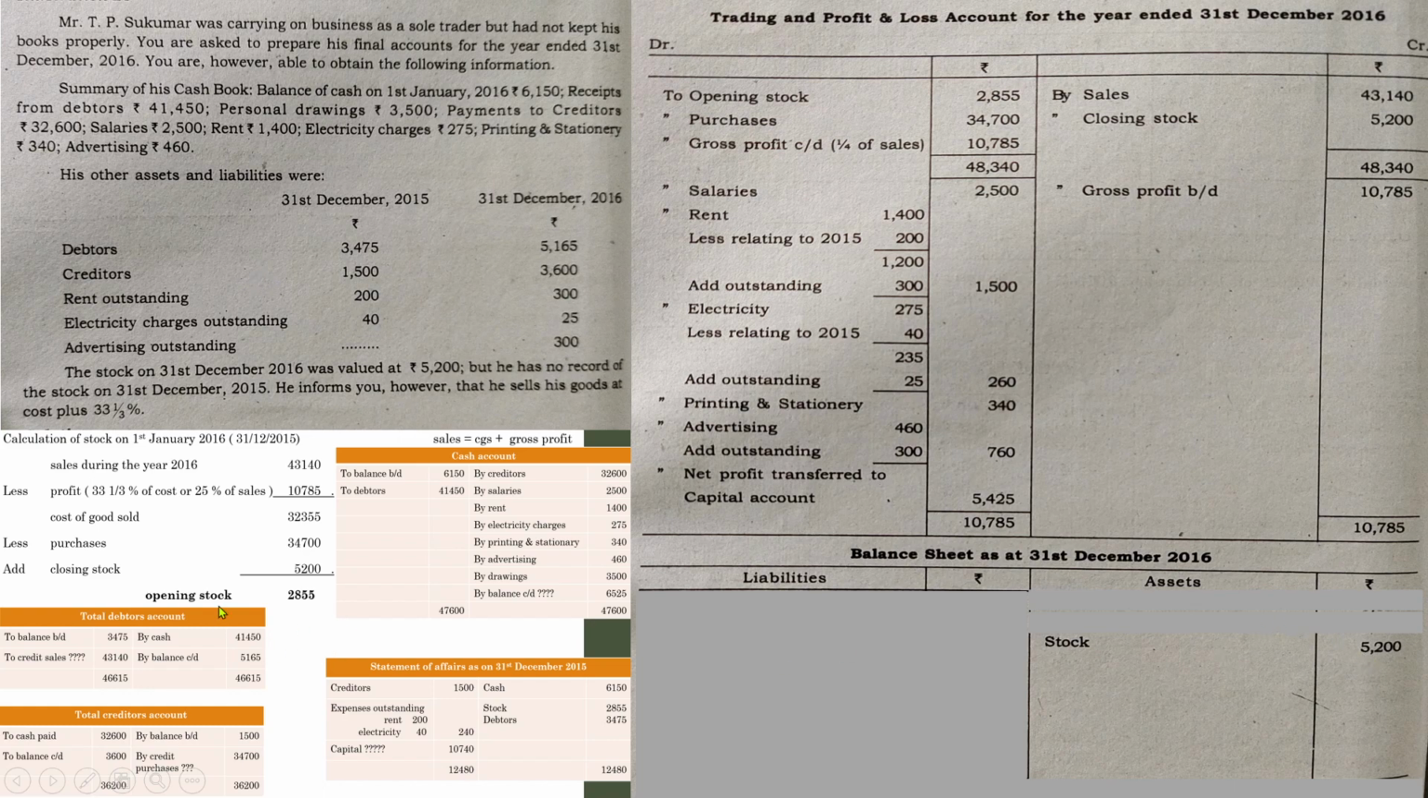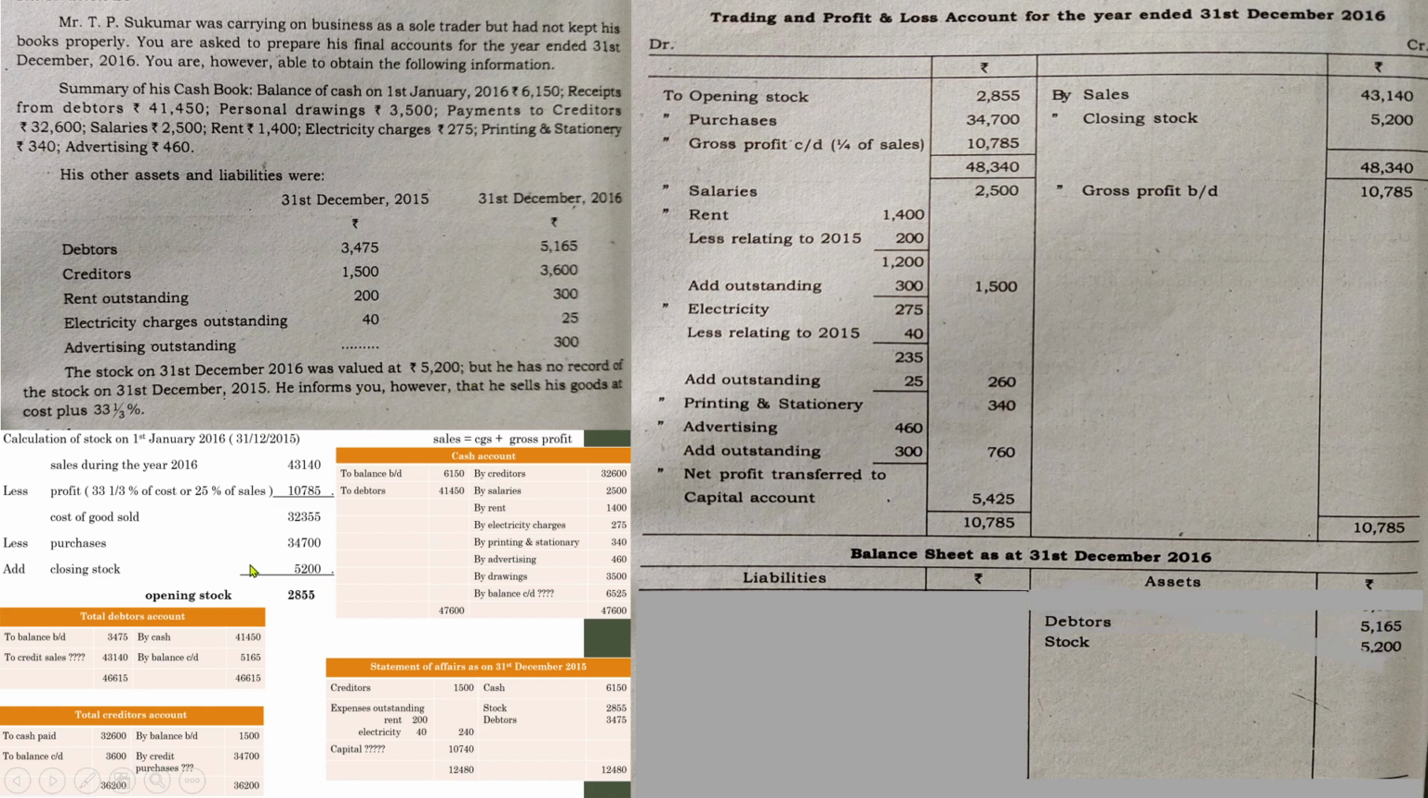5,200. After that we have prepared computations. You can follow any pattern: either go through all the computations and after that go through the questions, or go through all the questions and after that the computations. Now in the computation we have first done the computation of opening stock, finding out the value of opening stock. Since in the balance sheet we need only closing stock, check for the closing stock amount, 5,200.